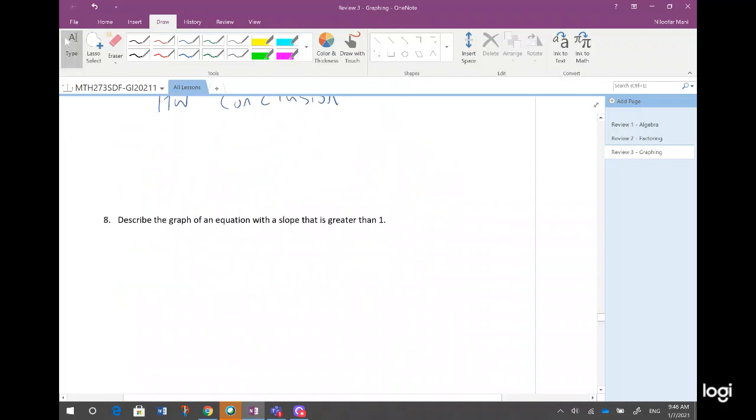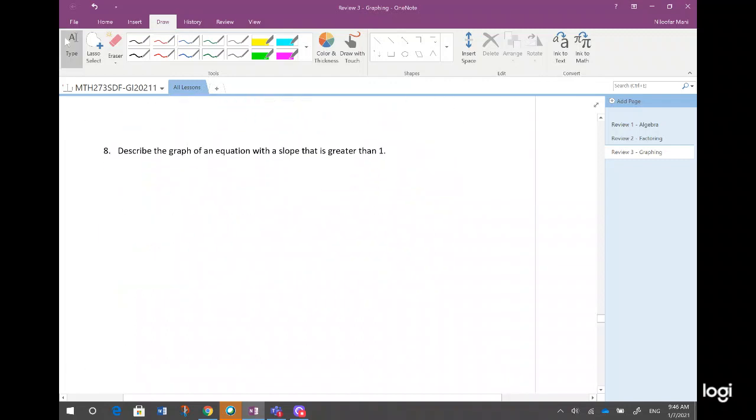Okay, so describe the graph of an equation with a slope which is greater than 1. If the slope is greater than 1. Okay, so here I want to just talk about this question. This question doesn't have, for example, a unique answer, because I'm not finding a value for something.